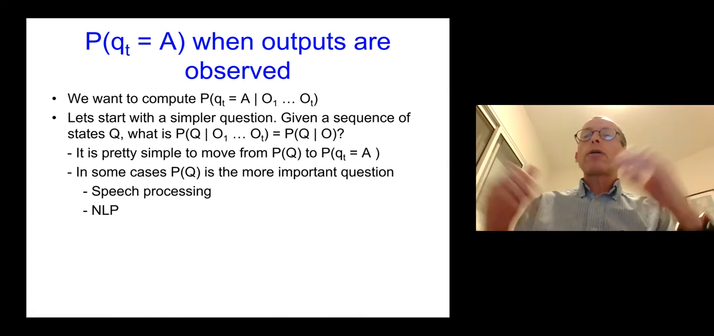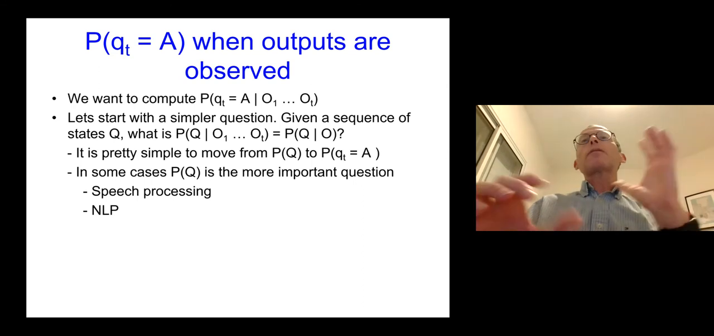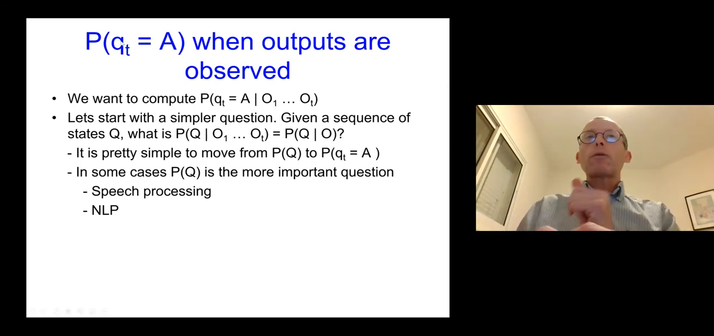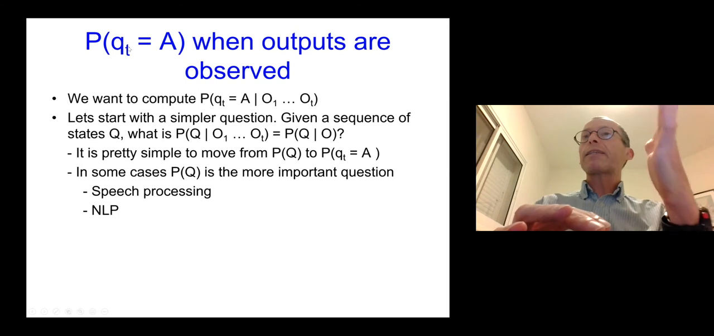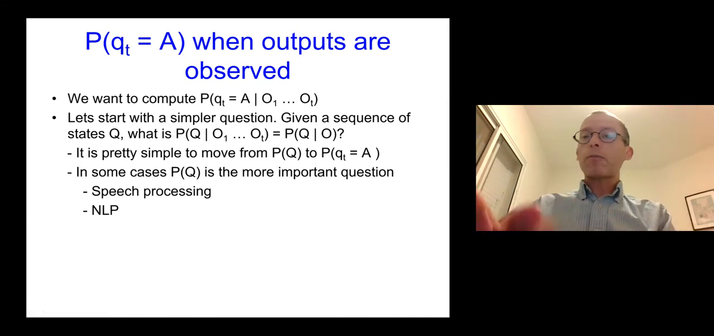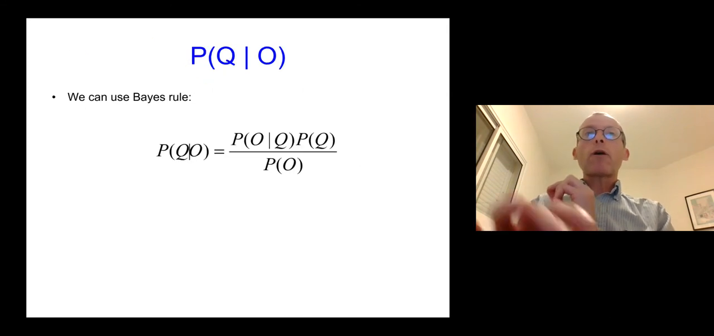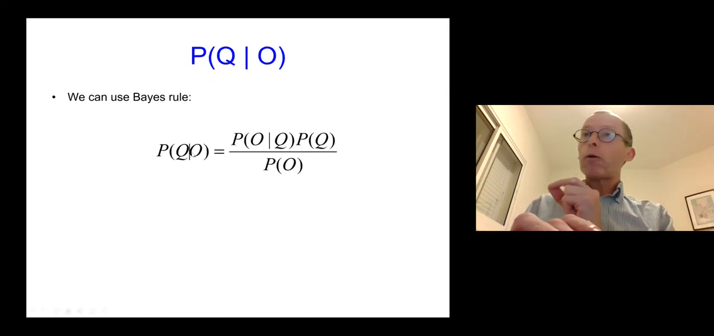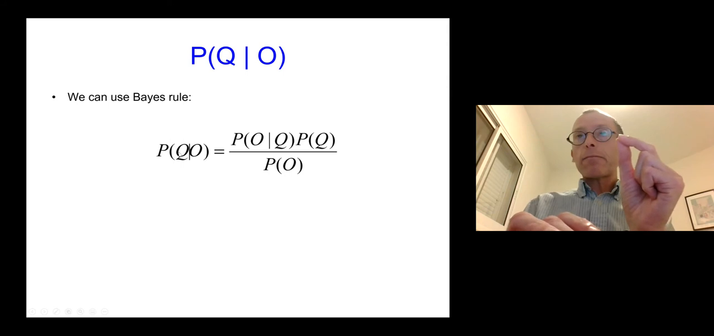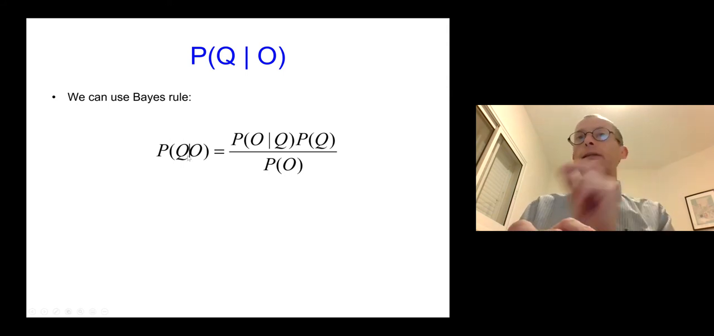Even if it's not, treat it as an intermediate solution to the big question, which is definitely important: what's the state I'm at this time point after I've seen some observations? Okay, so everybody understands that's the question we're going to solve. We're going to solve the probability of Q given O. Q is a set of states and O is the set of observations.